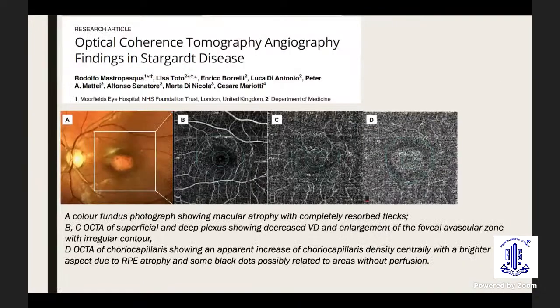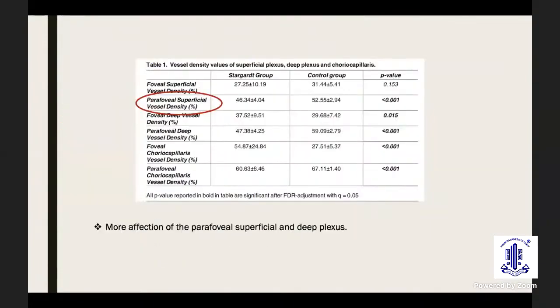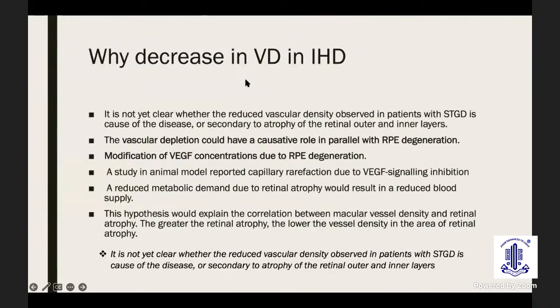Similar thing in Stargardt's, we have decreased superficial and deep plexus vessel density. Plus, in addition to this, the choriocapillaris also shows a reduced density because of the reduced blood supply in the choriocapillaris. And we know these flow deficits in the CC in Stargardt's are much more than what we see even in the AMD. So why is there a decrease in vessel density in inherited retinal diseases?